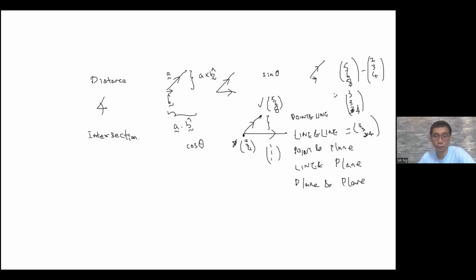And then 3, 3, 4 cross unit vector 1, 1, 1. Okay, 1 square plus 1 square plus 1 square. So that's it. Okay, so if line and line, right?